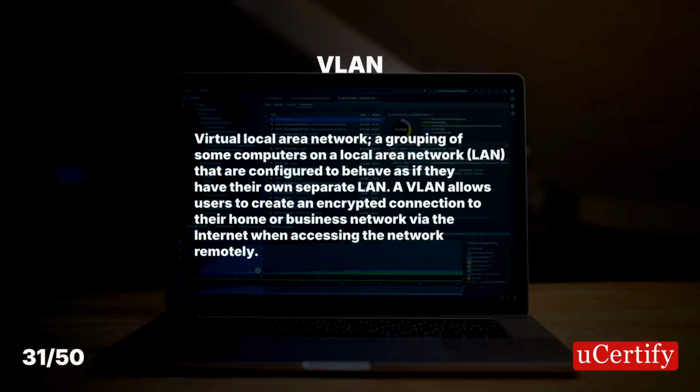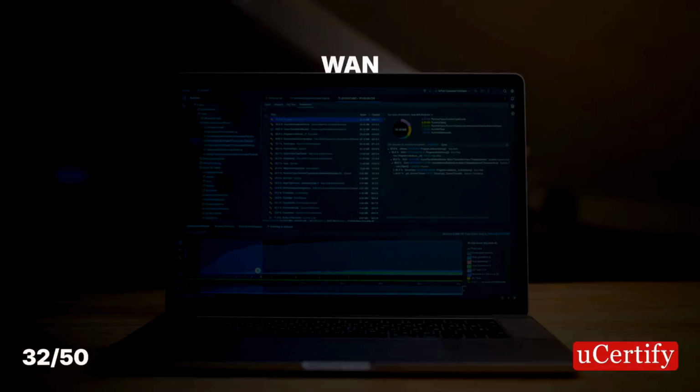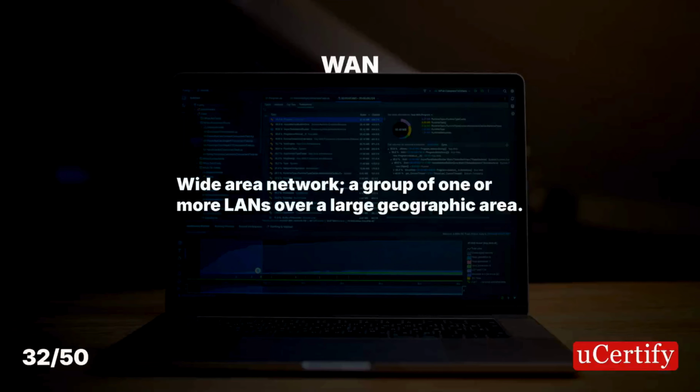Term: VLAN. Definition: virtual local area network, a grouping of some computers on a local area network, LAN, that are configured to behave as if they have their own separate LAN. A VLAN allows users to create an encrypted connection to their home or business network via the Internet when accessing the network remotely. Term: WAN. Definition: wide area network, a group of one or more LANs over a large geographic area.